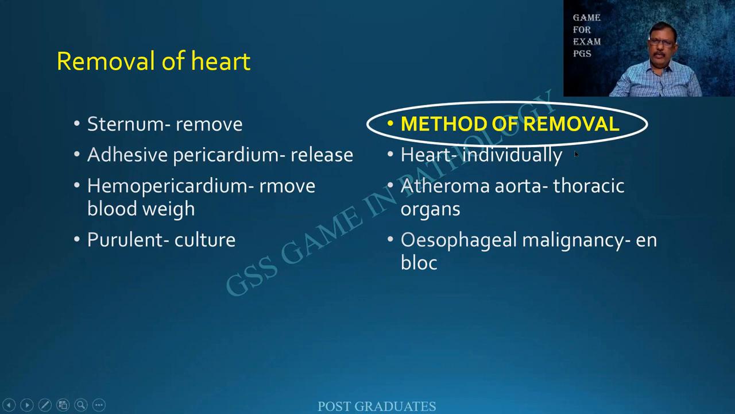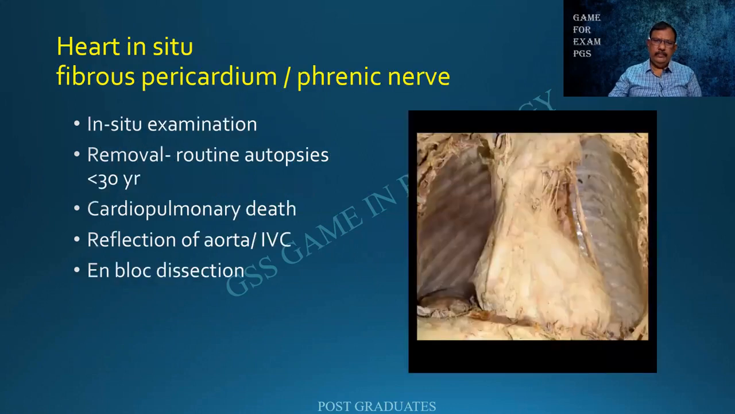And please be careful, this is the method of removal, not the method of opening the heart. This is what we see. The lungs have been removed, the heart has been left in place, in which I am able to see that it is covered by a fibrous pericardium. Also seen is a laryngeal nerve at the side.